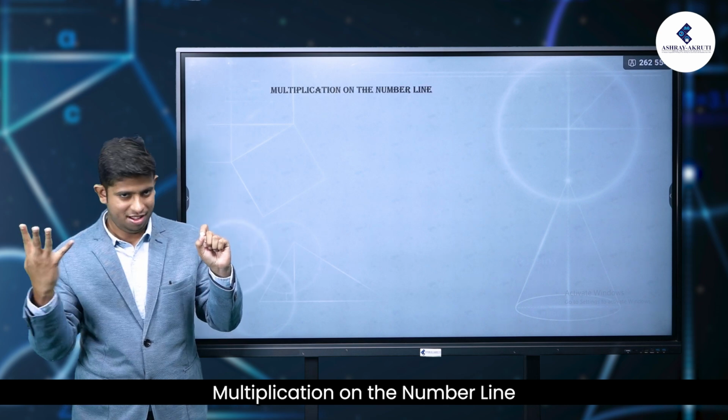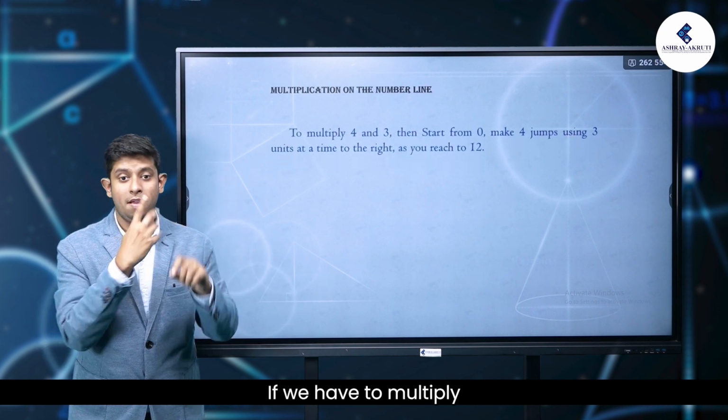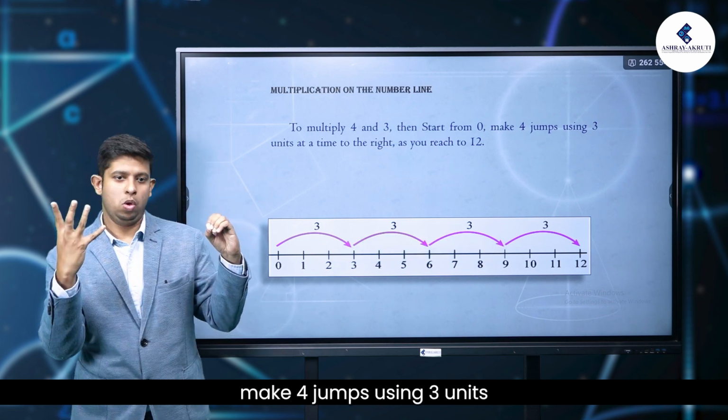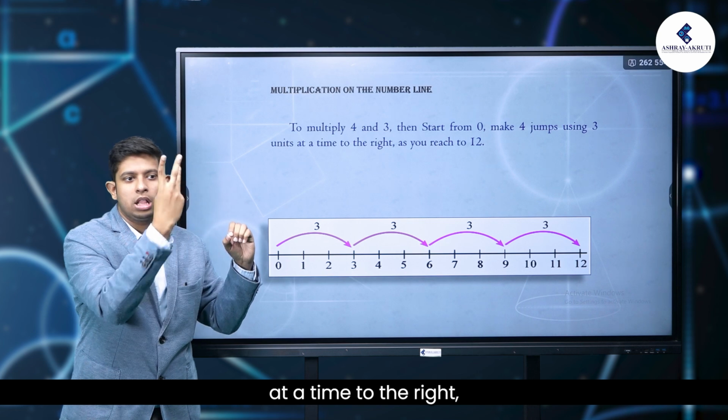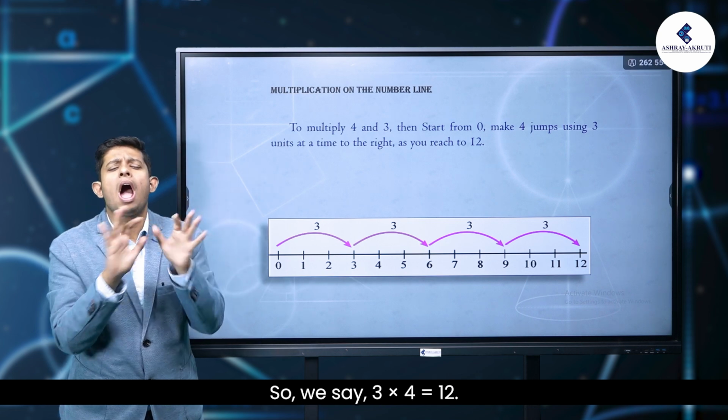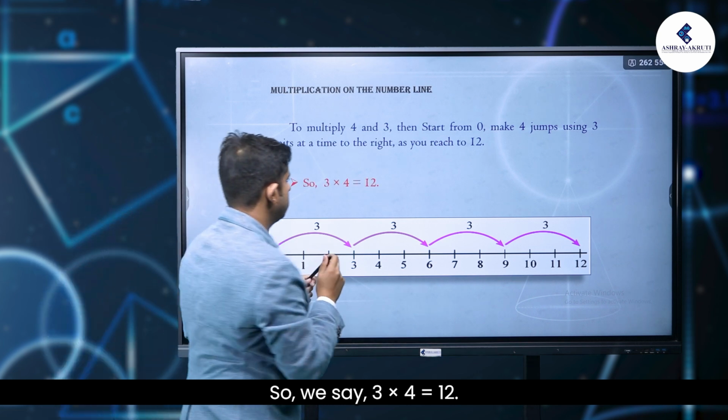Multiplication on the number line. If we have to multiply 4 and 3, then start from 0. Make 4 jumps using 3 units at a time to the right, and you reach 12. So we say 3 into 4 is equal to 12.